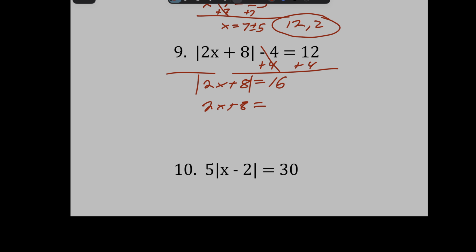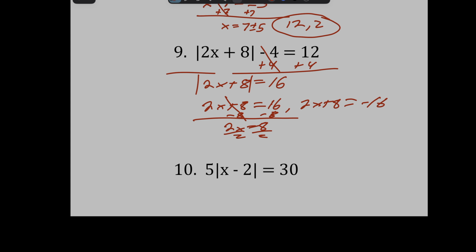Now, here I don't want to do the plus or minus 16 because I still have a lot of math to do with this. So 2x plus 8 equals 16, or 2x plus 8 is going to equal negative 16. So in this case, it's better to write it twice, because if I write plus or minus 16 and then subtract 8 from both and divide by 2, it's just a lot of work. So why don't we just keep it separate, and we'll probably make fewer errors that way also.